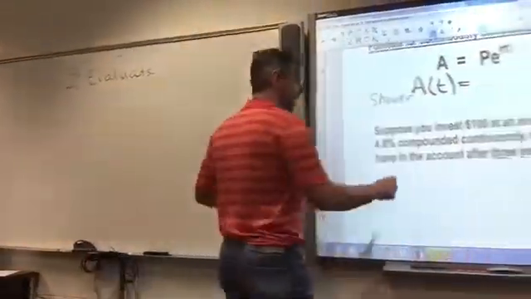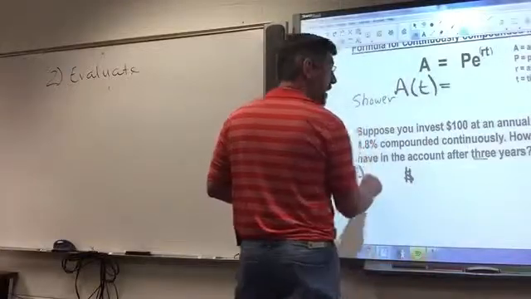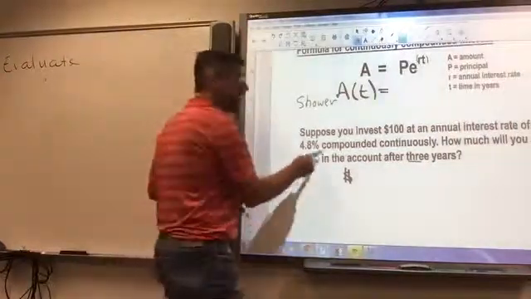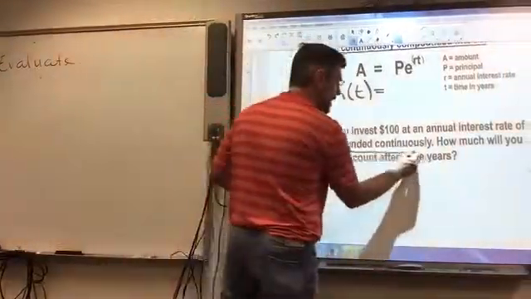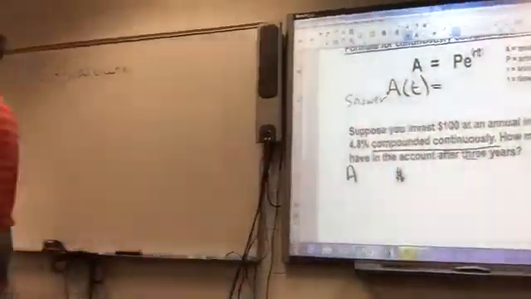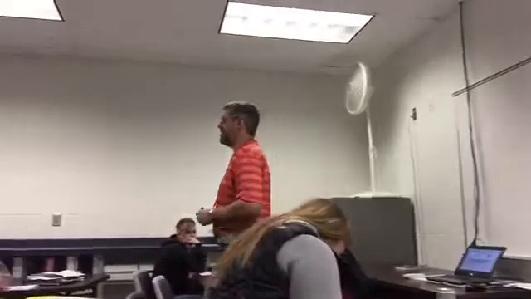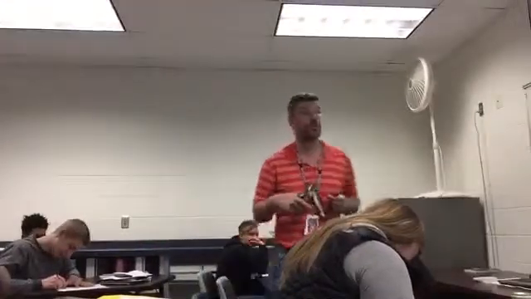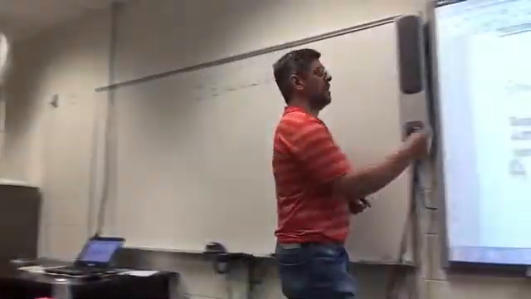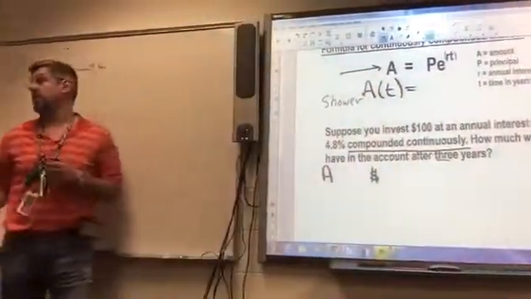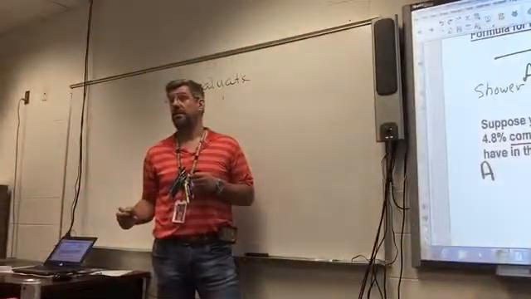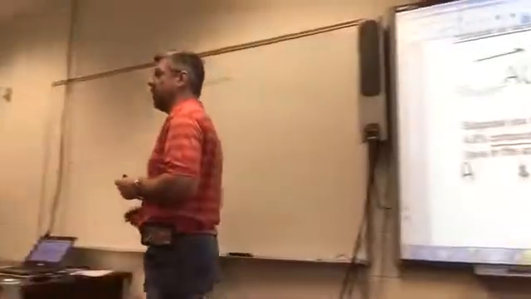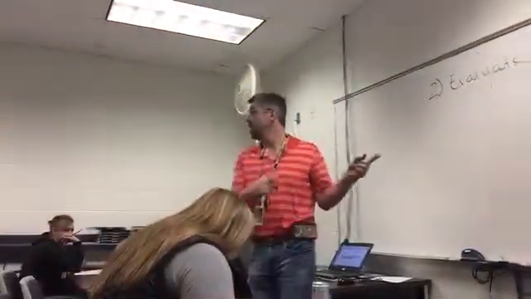All right, so $100 at an annual interest rate of 4.8%. Very important, when you see this clause compounded continuously, when you see that clause, Nick, what do you use? PERT. Use PERT. When you see compounded continuously, you use PERT.